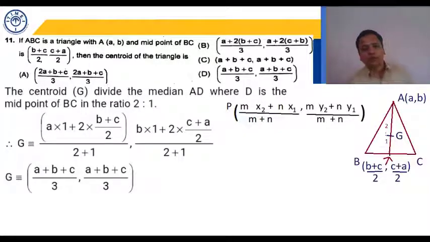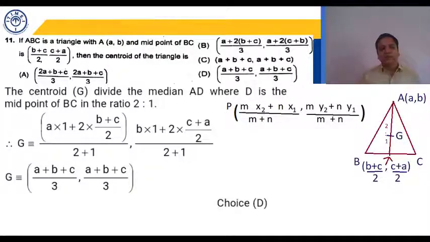In this case, the answer comes out to be choice D. So we mark option D as our answer. I hope this is clear. In this question, we used a property of the centroid: it divides the median in a 2:1 ratio. We also used the section formula. Two properties we used to get the answer.